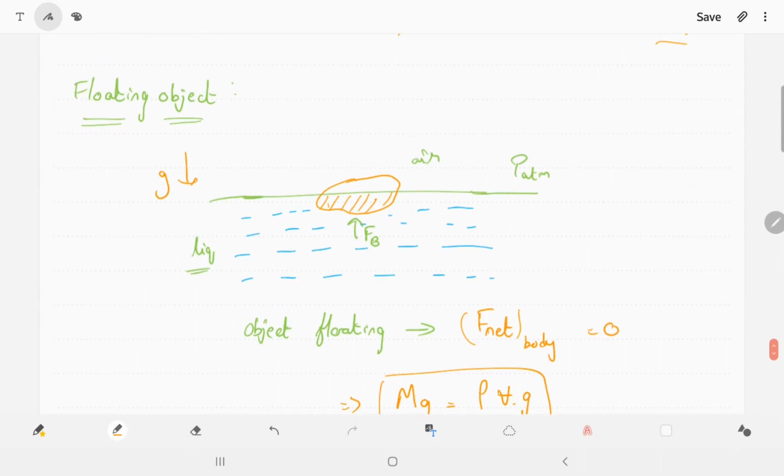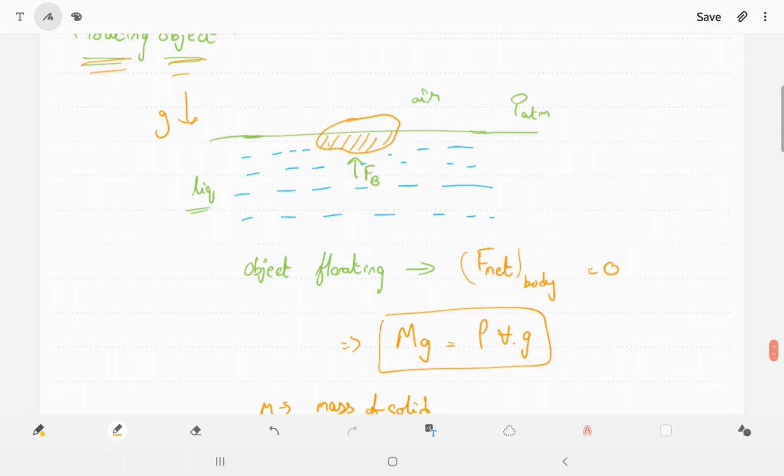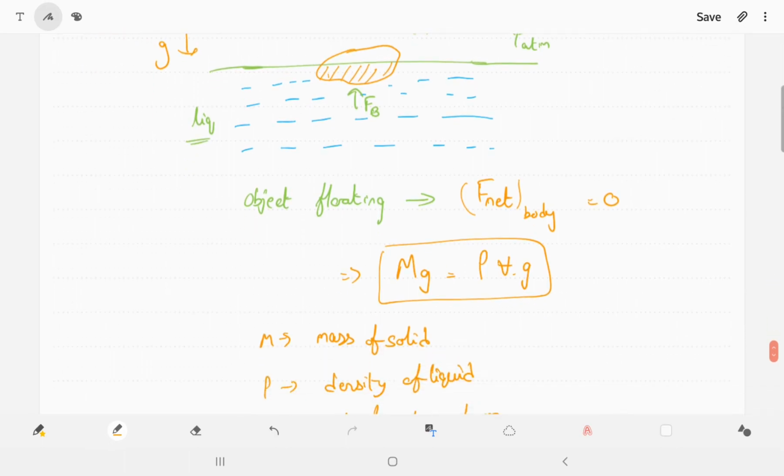Now, what is the condition for a floating object? Generally, we can see that some objects float. Consider a wooden block: when we keep the wooden block in the water, we can see that the wooden block floats on the water. What is the condition here?